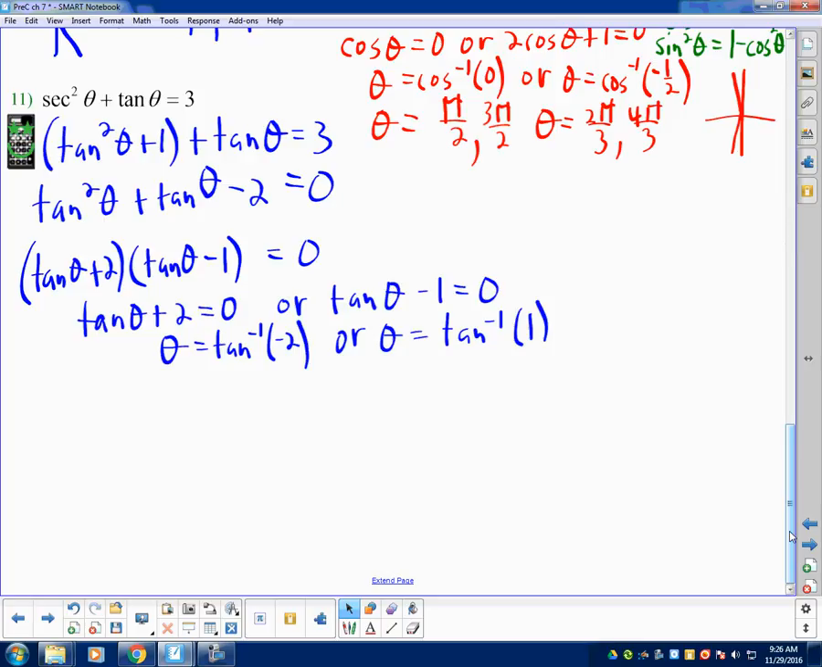So theta would equal, here we've got pi over 4 and 5 pi over 4. If you look for an arc whose tangent is negative 2. Arc whose tangent is negative 2.